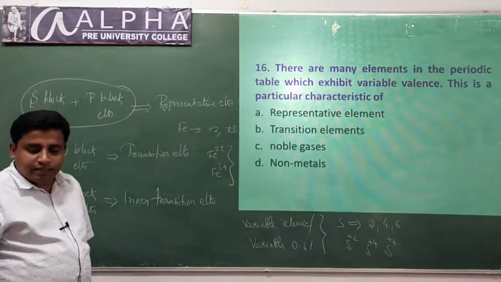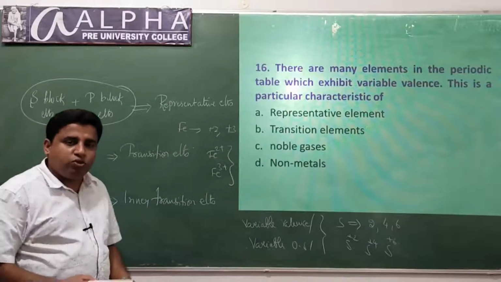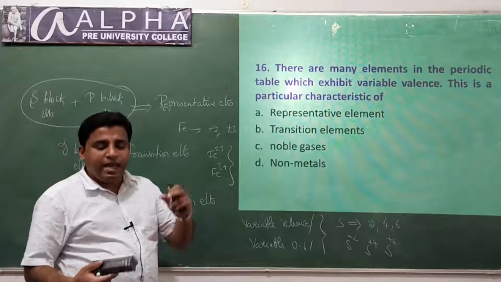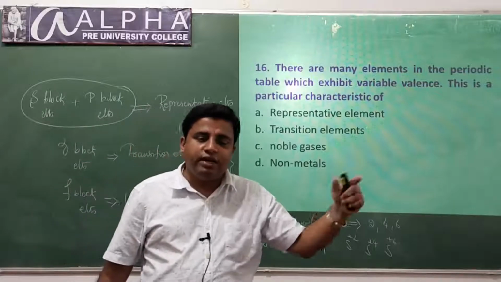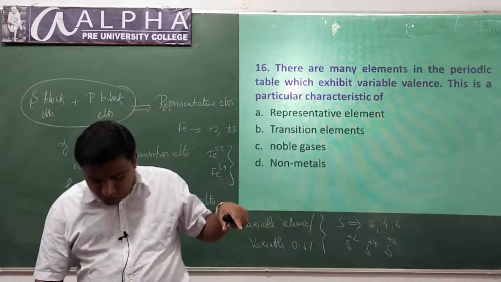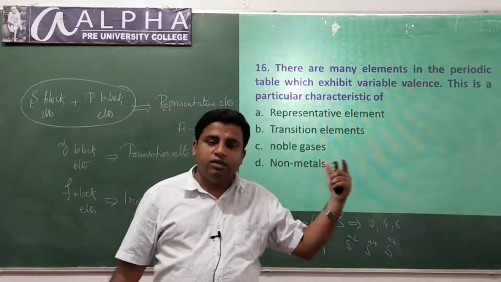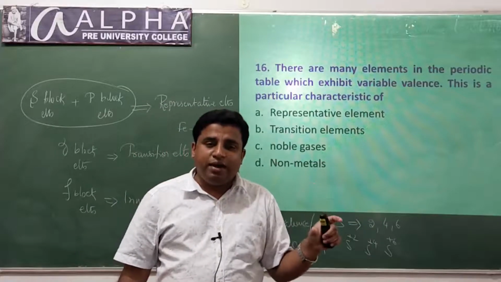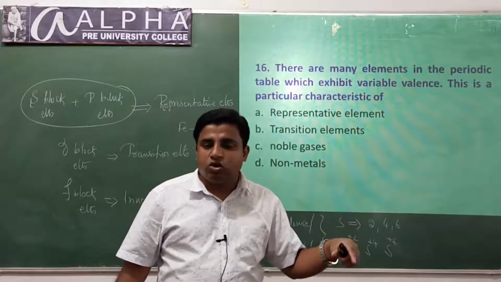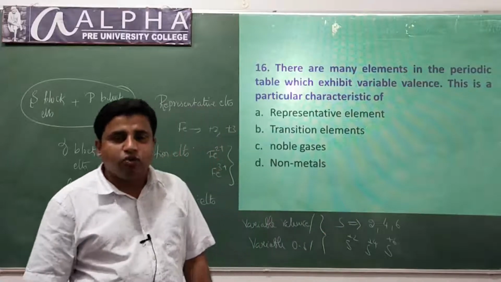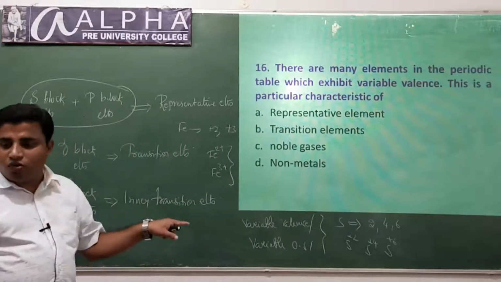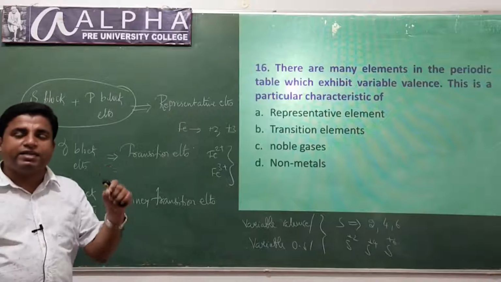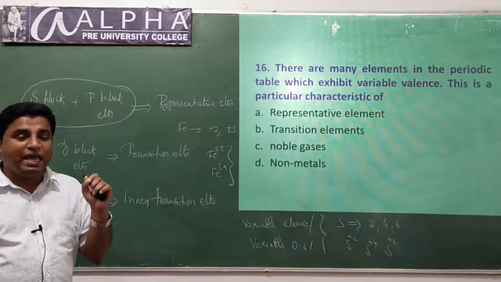Did you understand what is variable oxidation state? If the same element exists in different valencies, then it is variable valency. If the same element exists in different oxidation states, then it is called variable oxidation state. Now, variable valency or variable oxidation state is a characteristic of which group of elements?